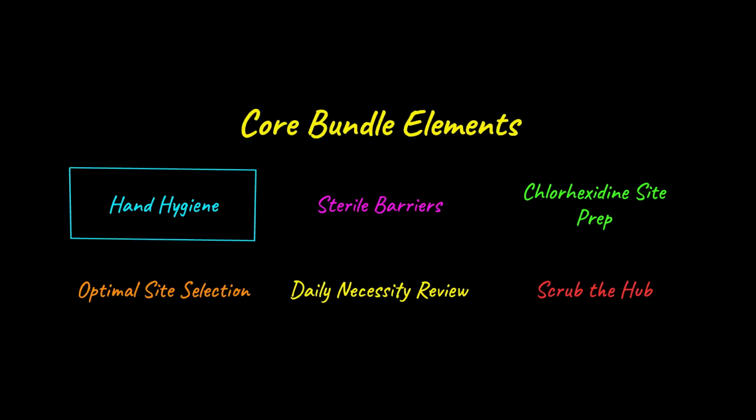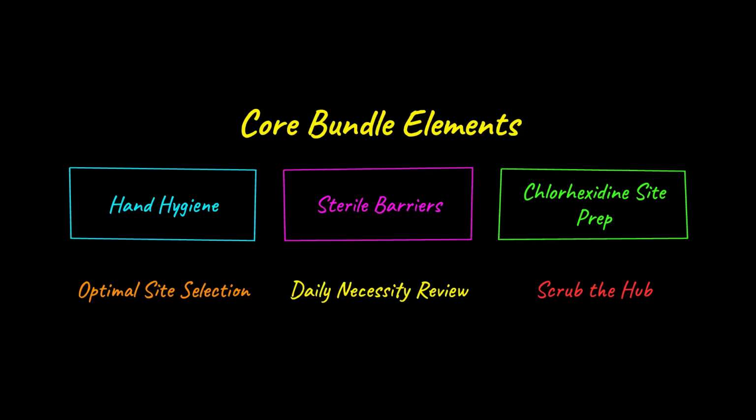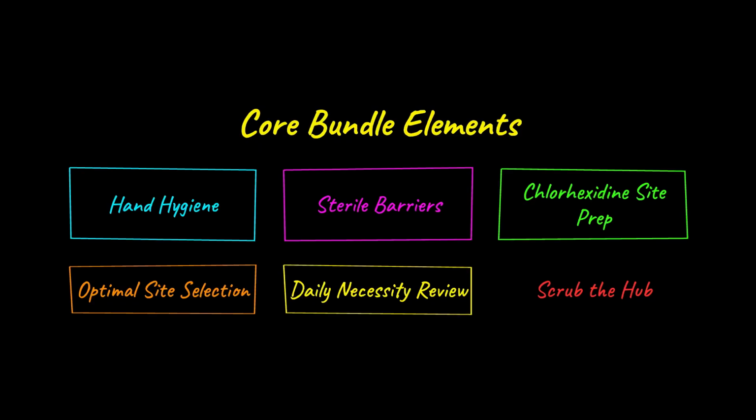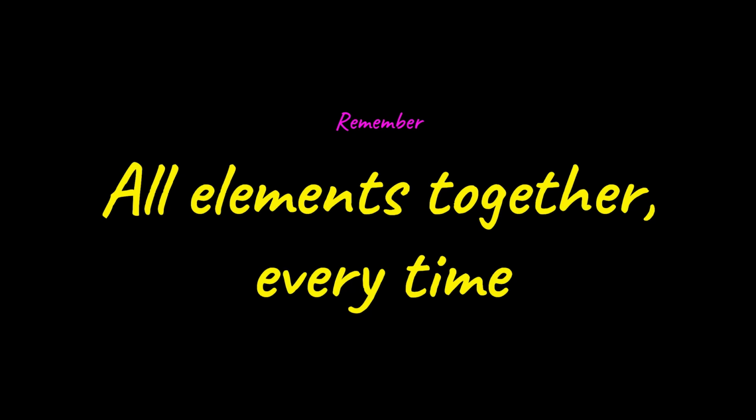The full bundle covers 6 elements: hand hygiene, maximal sterile barriers, chlorhexidine skin antisepsis, optimal site selection, daily review of line necessity, and scrubbing the hub before every access. Exam traps usually involve skipping one of these or claiming one element alone equals the whole bundle. The central line bundle is a specific, named set of practices for a high-risk device, distinct from general infection control or peripheral line care. It only works when every element is applied together.